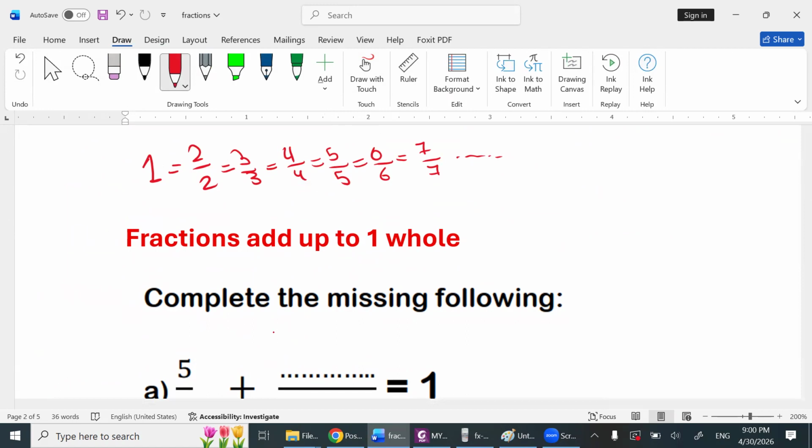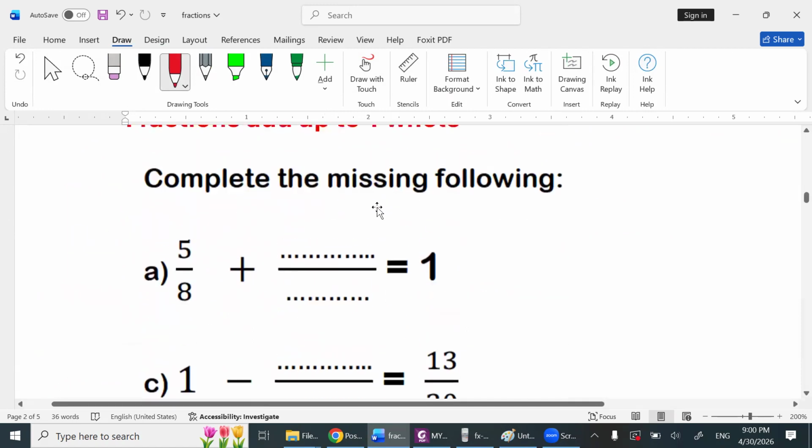So for example, complete the following. 5 over 8 plus what gives you 1? You can write 1 here as two numbers, up and down, but the two numbers must be equal. So you will choose 8 over 8, like the denominator. So I'm asking you, 5 over 8 needs what to reach 8 over 8? 5 over 8 needs 3 over 8 to become 8 over 8.